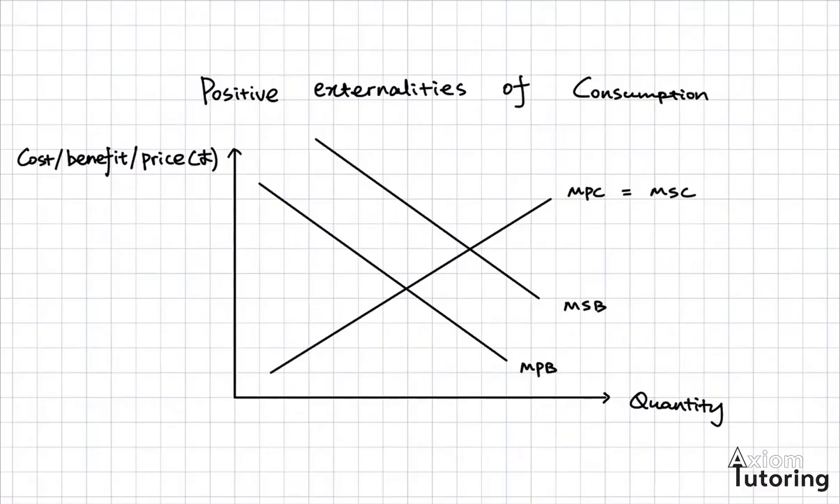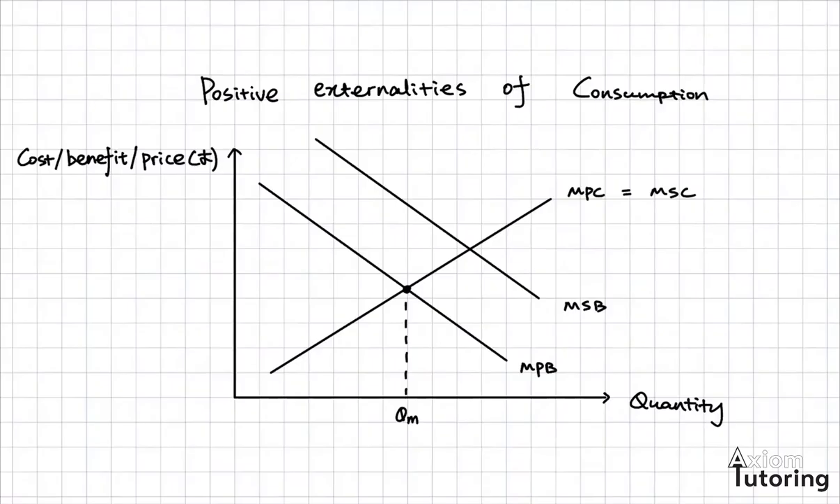Now, let's identify the market equilibrium. The free market equilibrium occurs when MPB intersects with MPC. At this point here, this is the market equilibrium, and the corresponding quantity QM is the market transaction quantity. At QM, consumers only consider their private benefits. They ignore the external benefits to society. As a result, the market underconsumes vaccinations.